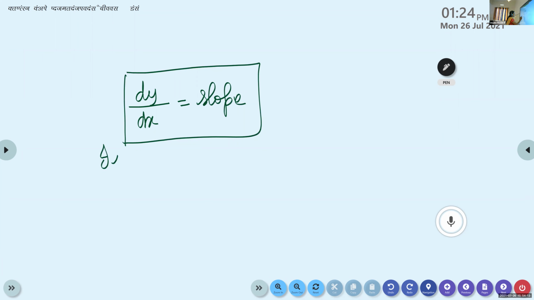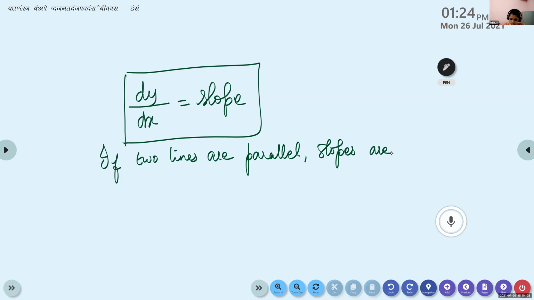If two lines are parallel, what can we say about the slope? Last year we learned in lines, if two lines are parallel, the slopes are, yes, Naveen, equal. If two lines are parallel, slopes are equal.